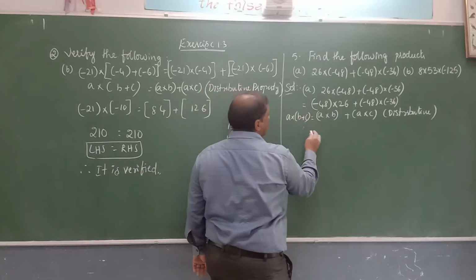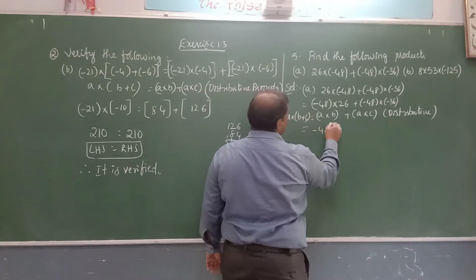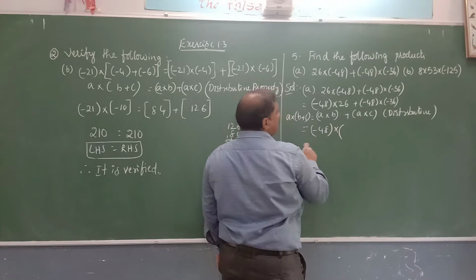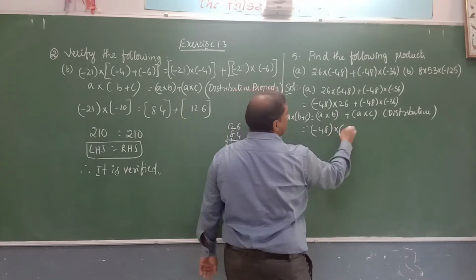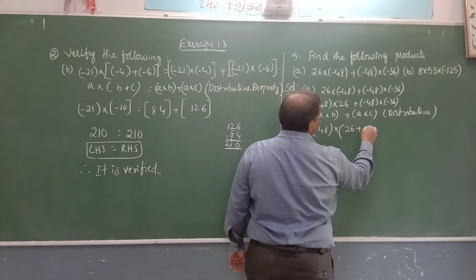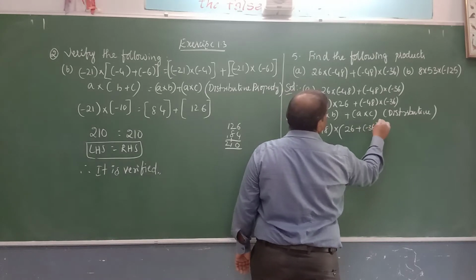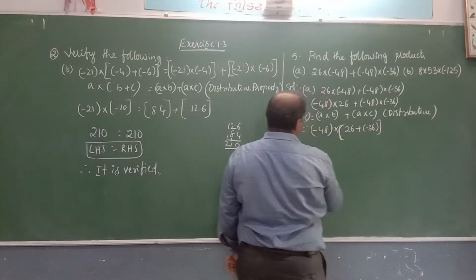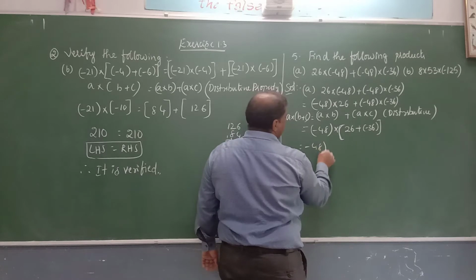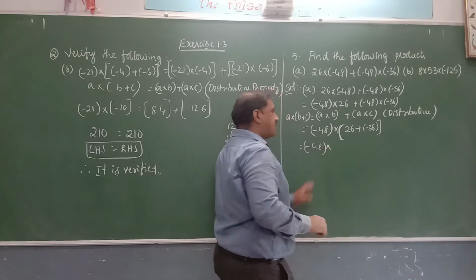Here A is equal to what? Minus 48 is multiplied with the sum of B and C. B is equal to 26 plus minus 36. So add these two numbers. We will get what? Minus 48 is multiplied with the sum of these two numbers.